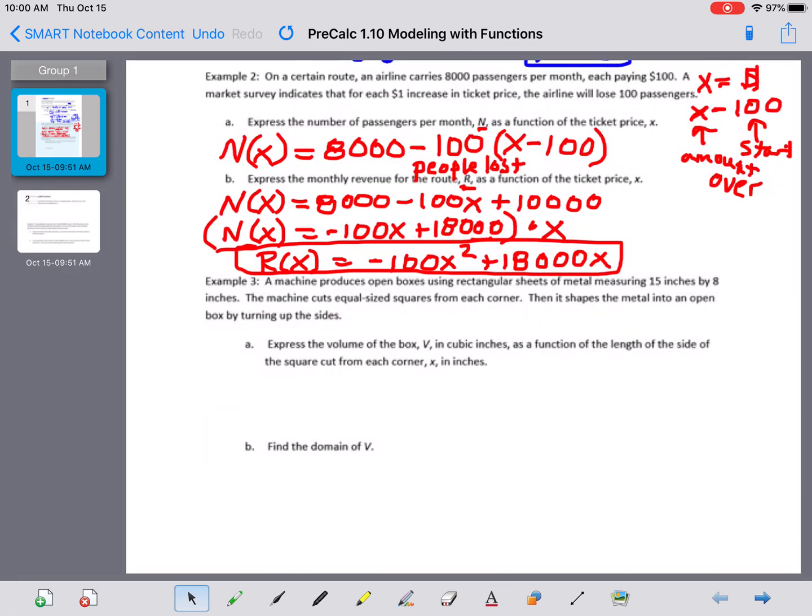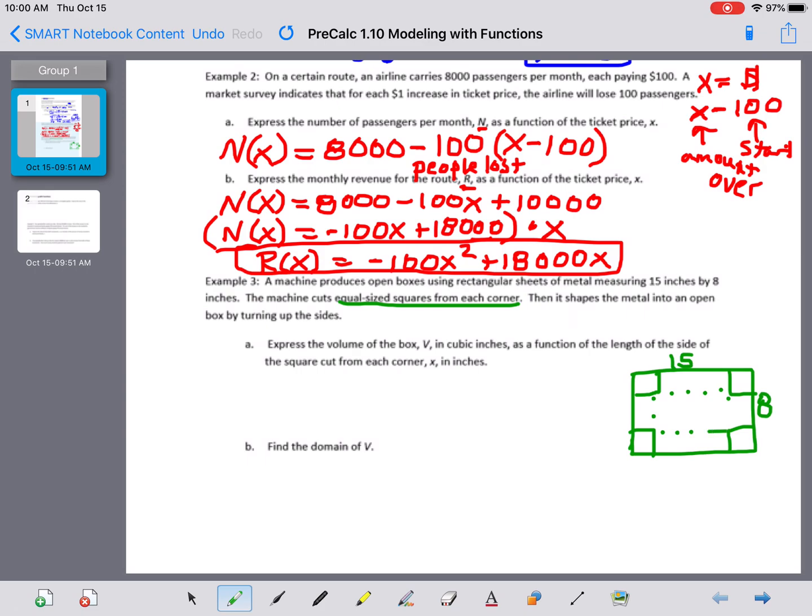Okay. Let's look at example 3, a little bit of geometry here. A machine produces open boxes using rectangular sheets of metal measuring 15 inches by 8 inches, okay? So here's my sheet of metal, 15 by 8. The machine cuts equal size squares from each corner, okay? So all of these corners, we cut out the square. And if you can visualize it, we can fold on these lines, right? And when we fold on these lines, we end up making this nice little box. We fold up on those lines, and we can make a box. It's open in there, okay?